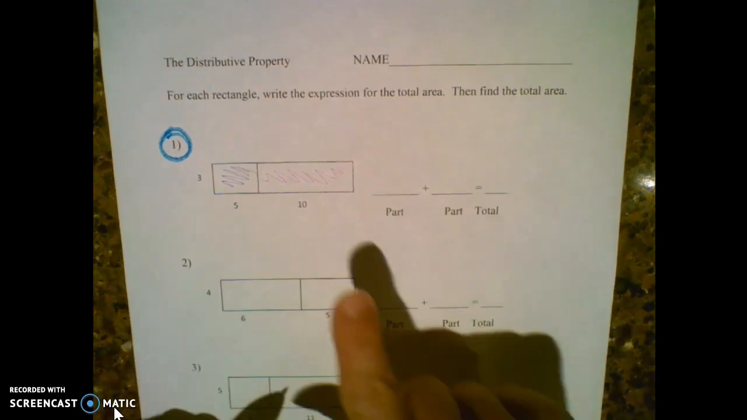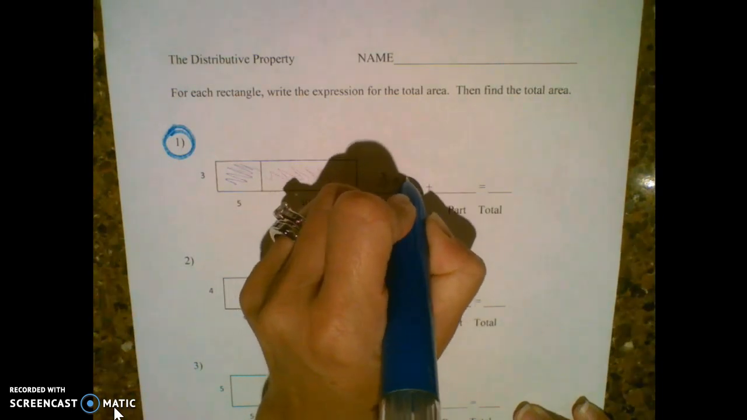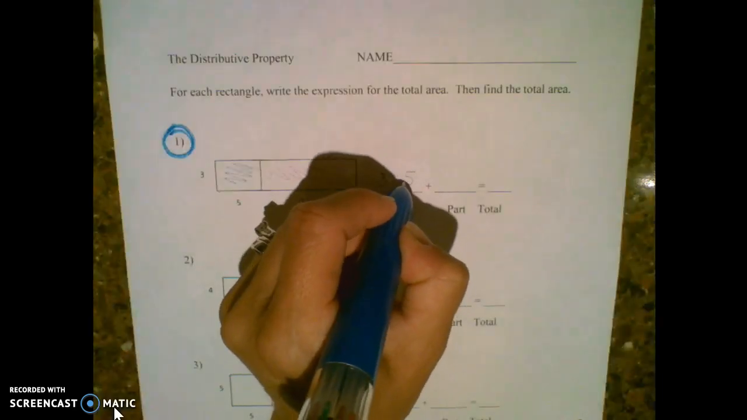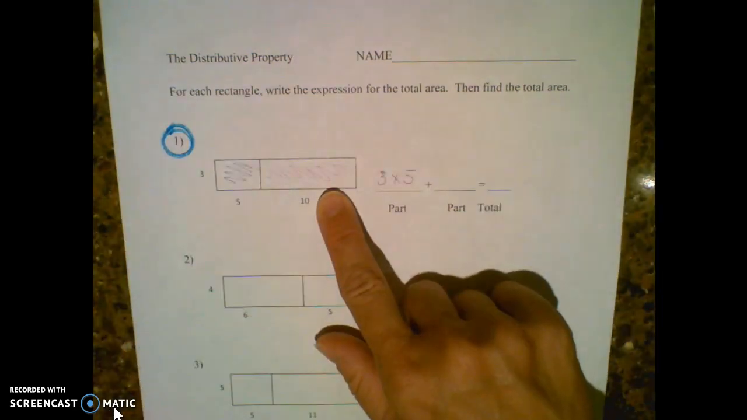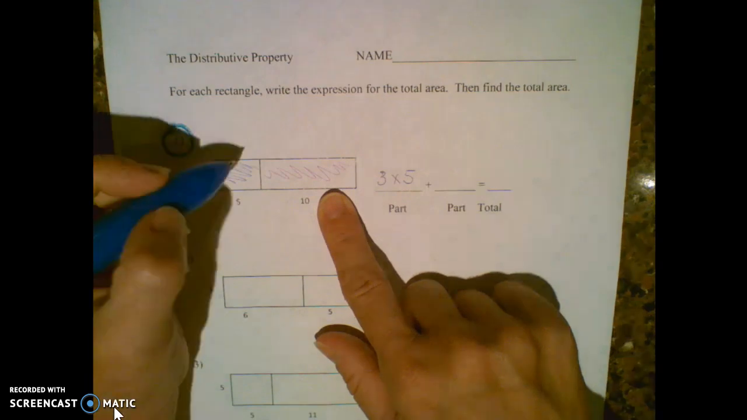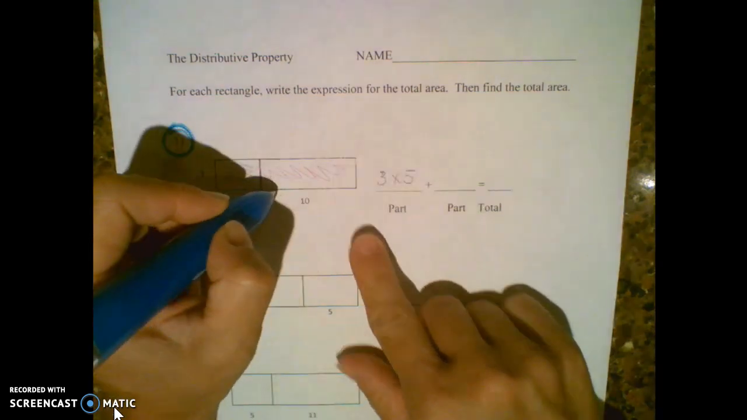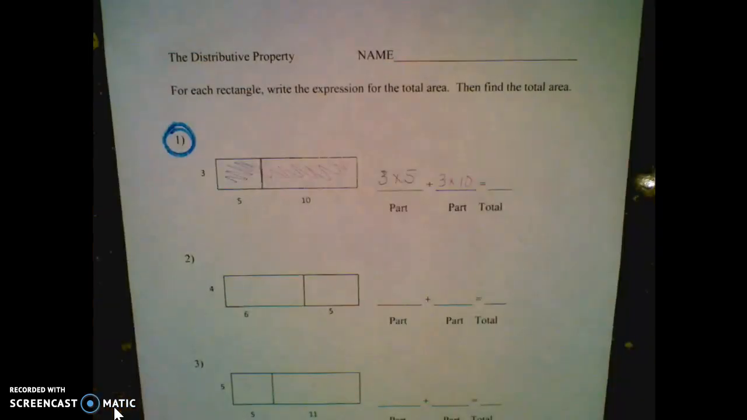What I really have here for part 1 is I'd have to figure out what 3 times 5 is. Now this is exactly what we just talked about with the distributive property symbolically. For this next part, I would need to do the area here. I have a height of 3, a base of 10, so 3 times 10, okay?